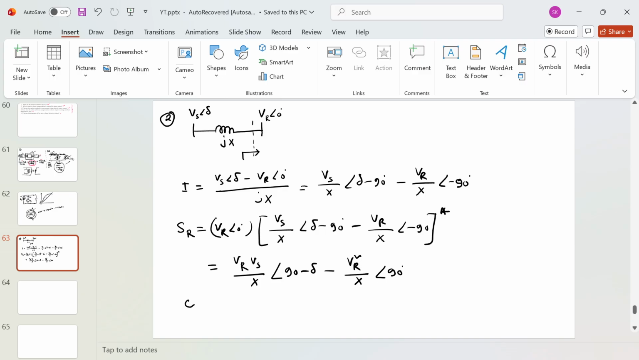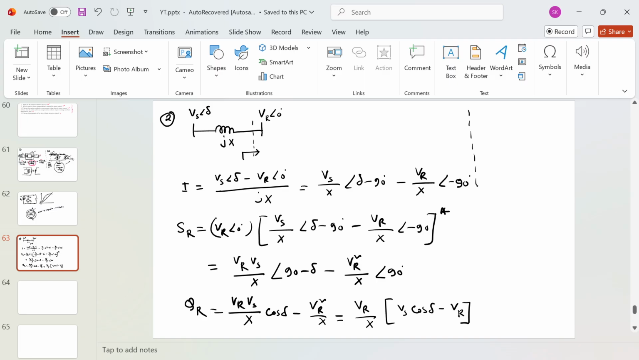So if you calculate the reactive power at the receiving end, it is VrVs by X sine of (90 minus delta), I am just considering the reactive power, so that will be cos delta, minus Vr squared by X. Sine 90 is 1, so it will be no issue. Now take the common Vr by X: Vs cos delta minus Vr. Okay. So this is the receiving end reactive power.